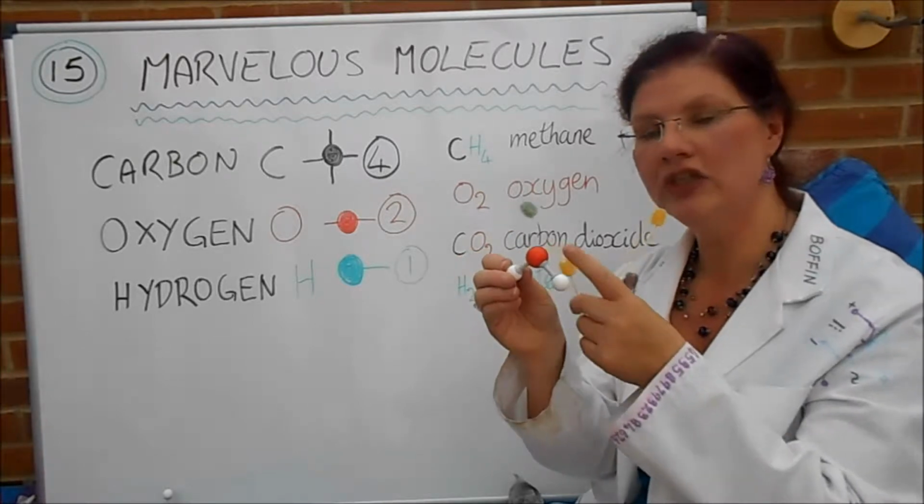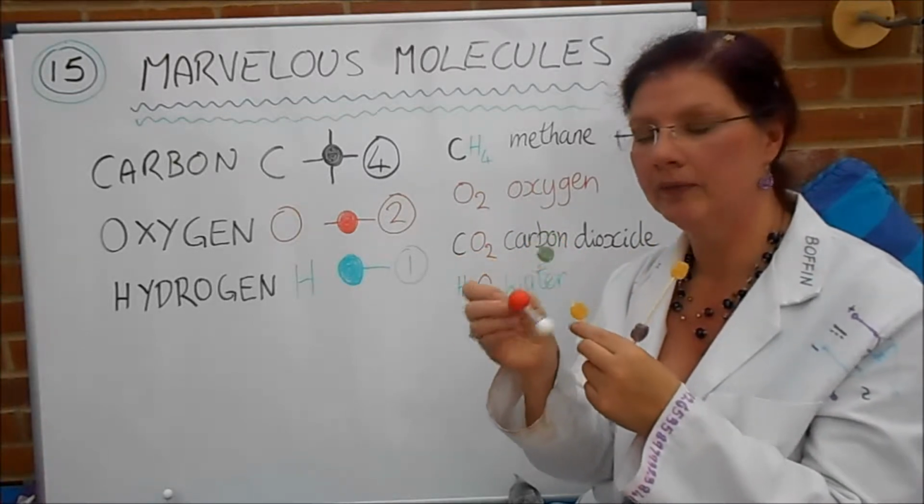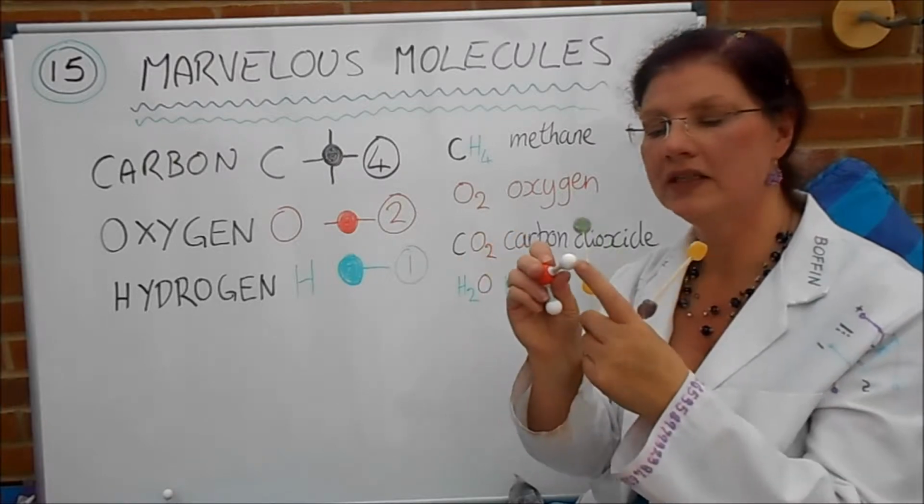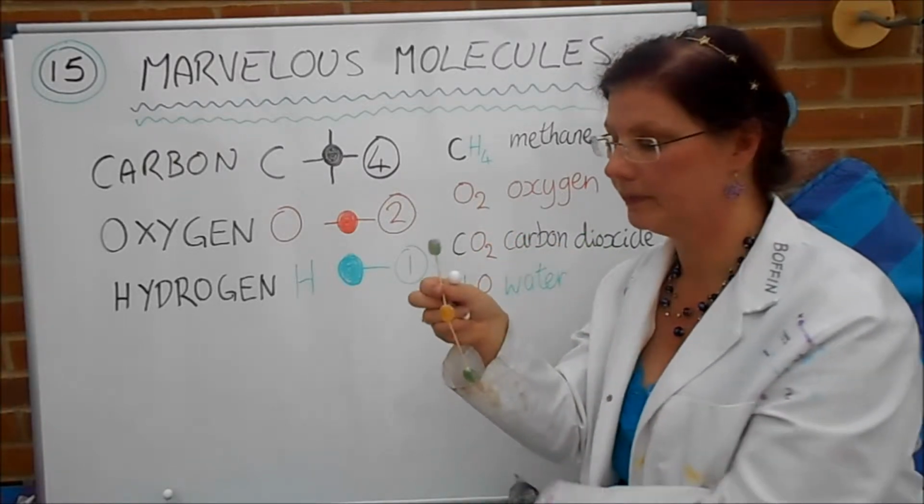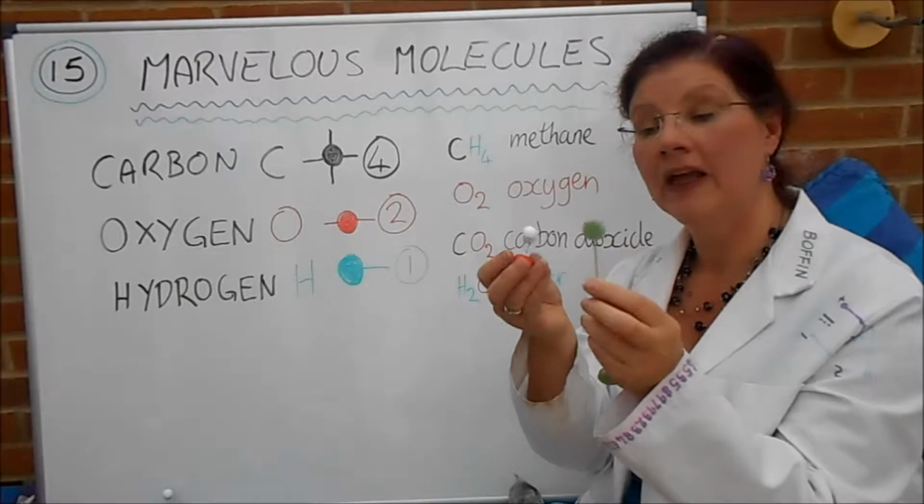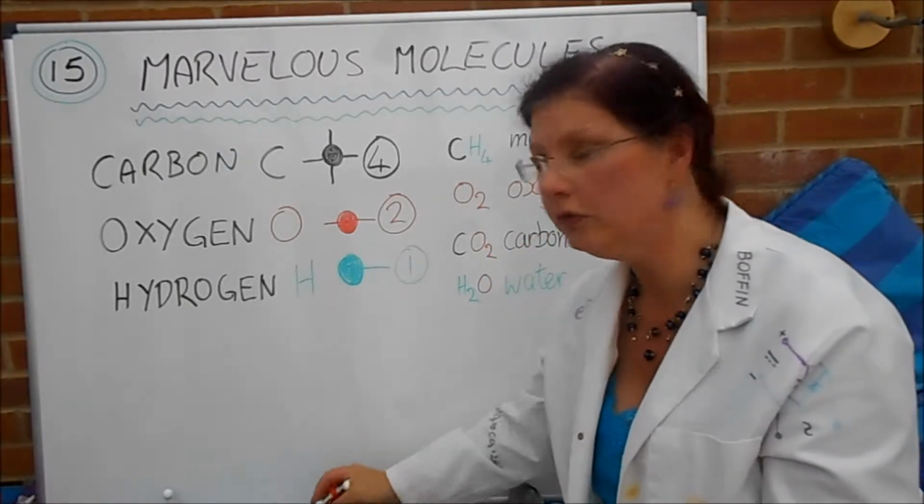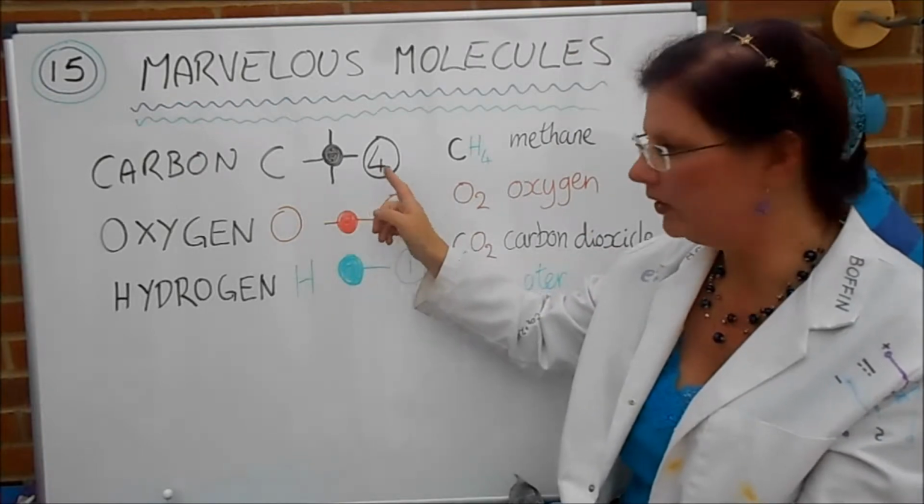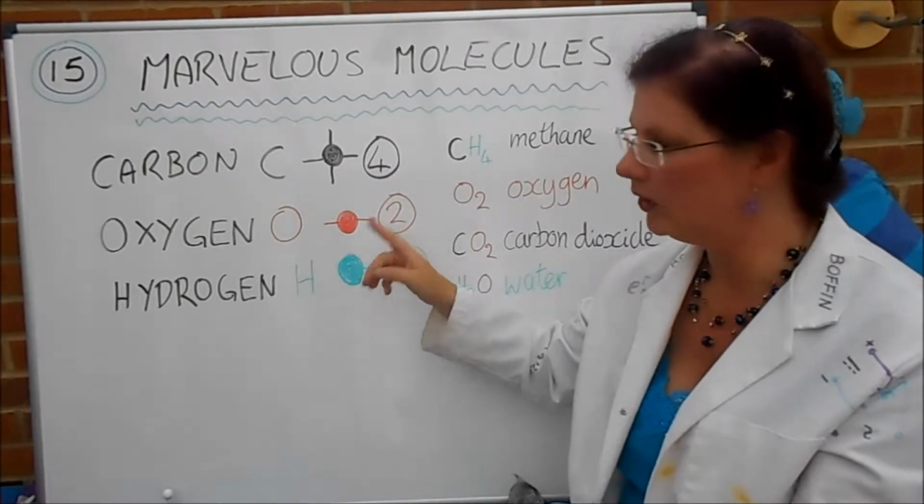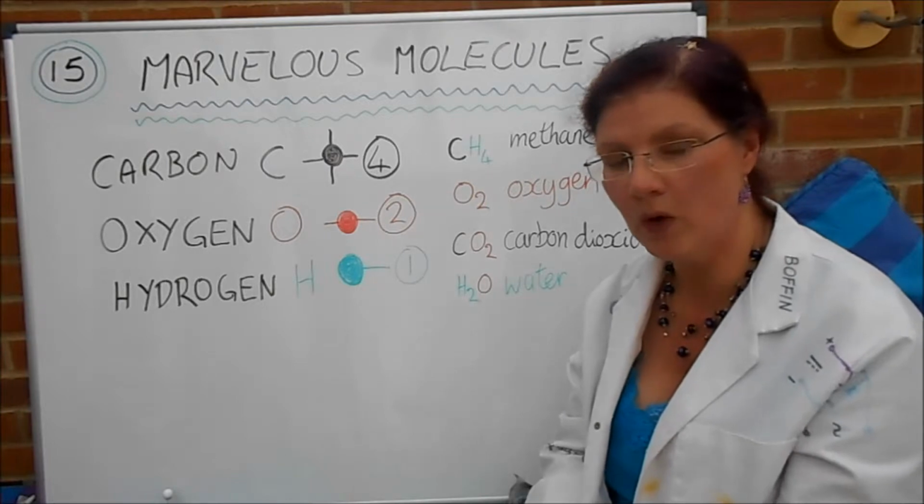So, oxygen in red, making 2 bonds. The other one, the white, is only making 1 bond. That's that one here. And that's hydrogen. Hydrogen likes to make just 1 bond. So, those are the rules. Carbon must always make 4 bonds, oxygen must always make 2 bonds, and hydrogen must always make 1 bond.